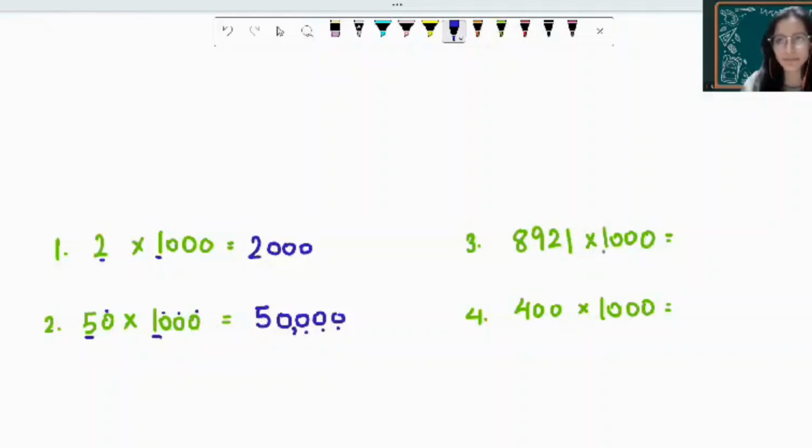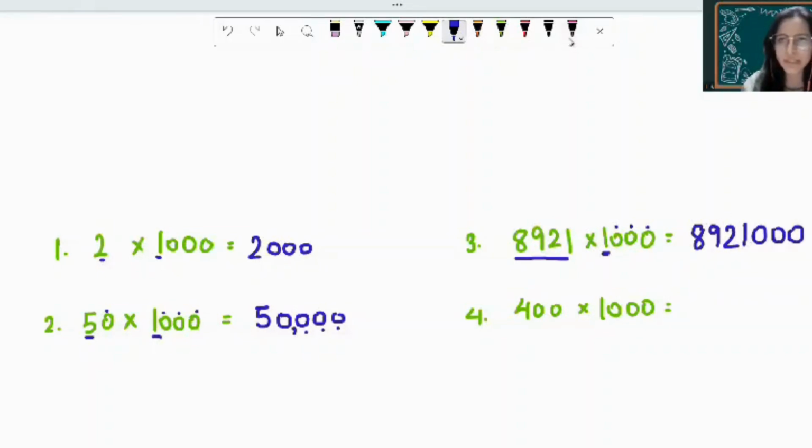Now the next question is 8,921 times 1,000. So the process is going to be the same. Let's multiply this number with 1. It is going to give you the same number. So we write here 8,921. How many zeros? 1, 2, 3. So we put 3 zeros after that.